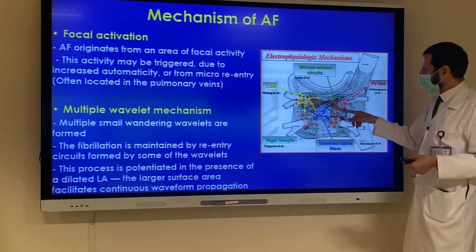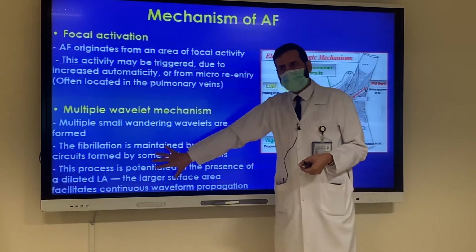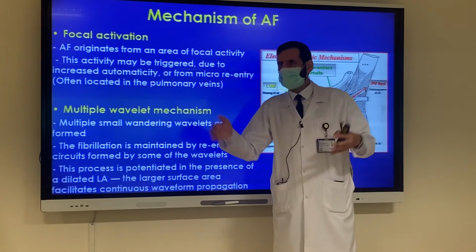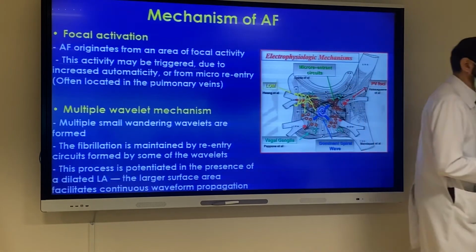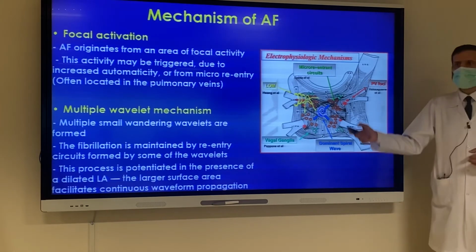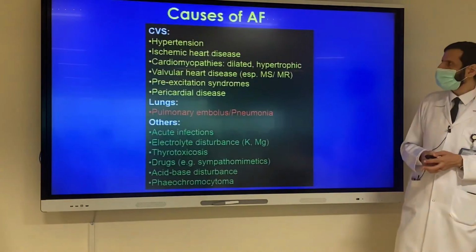They may have multiple re-entry circuits in the atrium, and this is commonly with a dilated atrium. It can cause sustained atrial fibrillation, so atrial fibrillation lasts for a longer period of time. So it could be focal activation, then abnormal spread in the atrium causing fibrillation, or it could be multiple re-entry circuits in the atrium, and this is the common one. There are other mechanisms here, but we don't need to go over them.